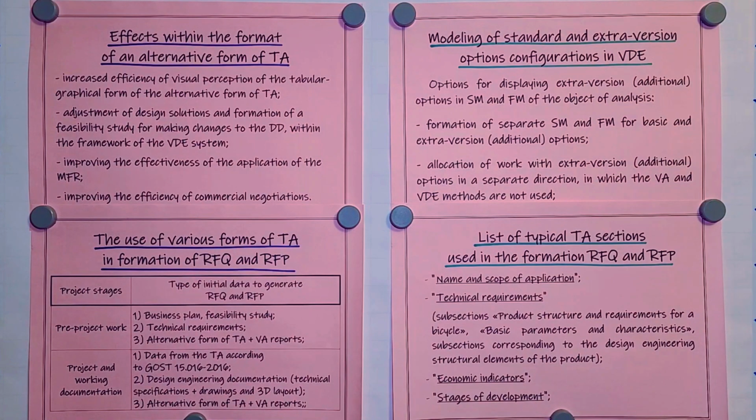If we talk about the project stage, or talking about the pre-project stage, which is characterized by the absence of a full-fledged technical specification and design documentation, then information from the business plan, feasibility study, technical requirements, as well as structural and functional model and value analysis analytical reports can be used when forming an RFQ. Thus, an alternative form of technical assignment is an end-to-end tool that allows you to manage direct product cost regardless of the current stage of the project.